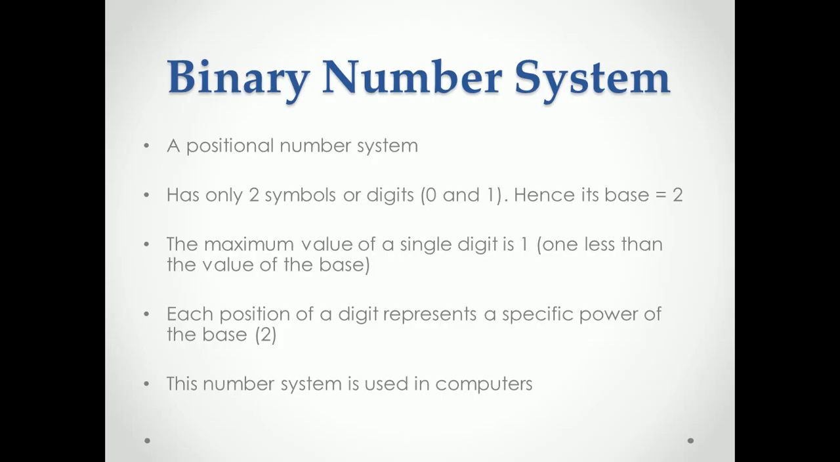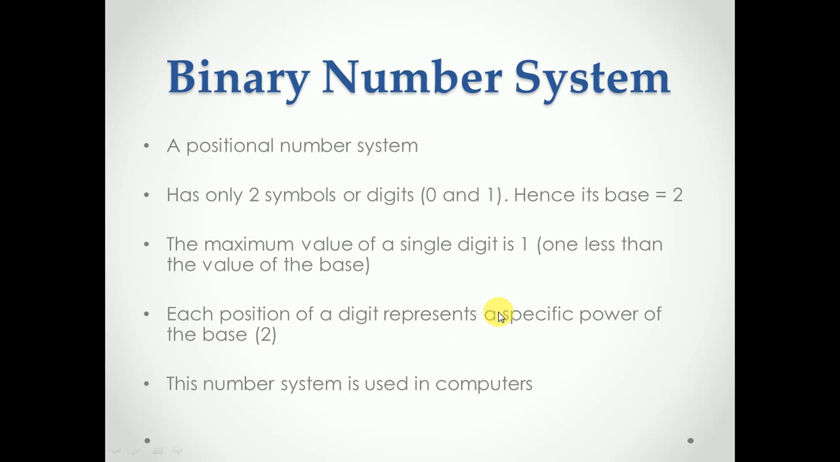Next is the binary number system. Also, it is a positional number system, because we are studying positional number systems. It has only two symbols or digits; bi means two. These are 0 and 1. Hence its base is 2. The maximum value of a single digit is 1, which is 1 less than the value of the base.